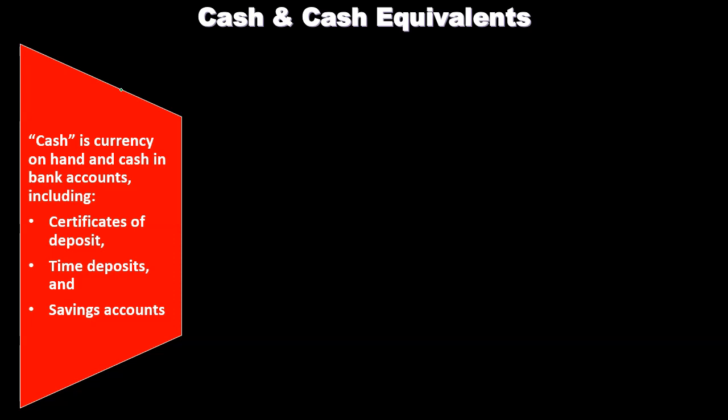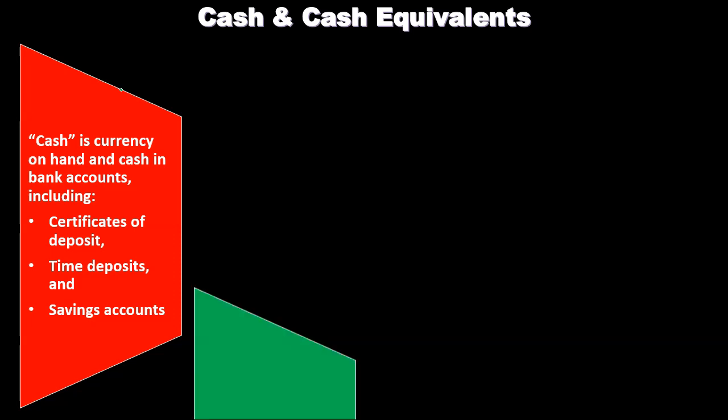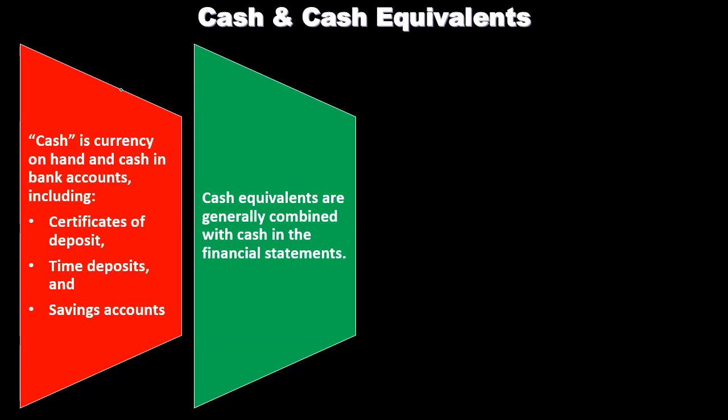So obviously, the most common form of cash we would think would be in the checking account for a type of business, but of course, any cash that would be on hand is also a form of cash that would be included in the cash line item on the general ledger and in the balance sheet. Certificates of deposit, time deposits, and savings accounts would all be included within cash.